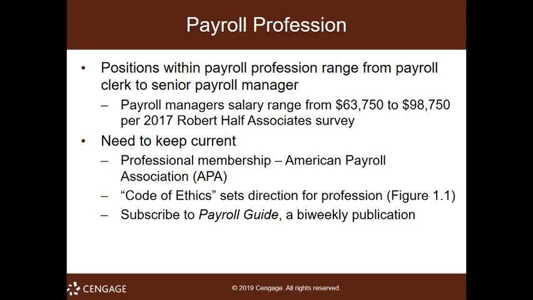There's also a code of ethics. This sets the directions for our profession. We find that in Figure 1.1. It is the APA, or the American Payroll Association Code of Ethics. It subscribes that you need to be mindful of the personal aspect of the payroll relationship between employer and employee, and to ensure that harmony is maintained through constant concern for the payroll professional's fellow employees.